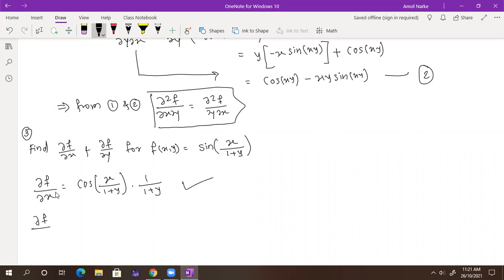Now del f by del y. That is correct. x cos x upon 1 plus y. First I write down. That is the same thing, no big difference. x is constant and it will come out, sir, because we are differentiating with respect to y. So what will come here? x divided by, minus 1 by 1 plus y square.